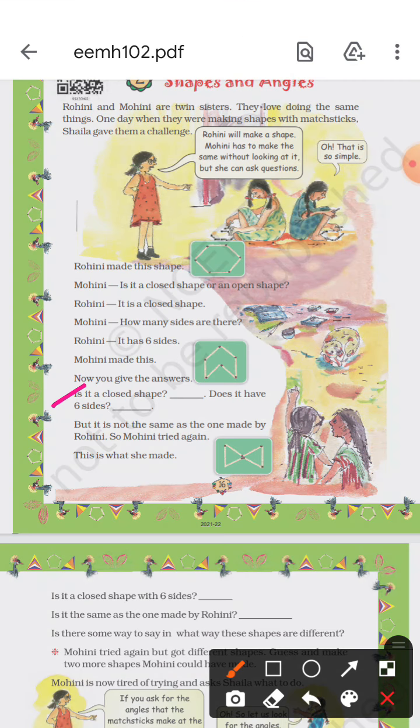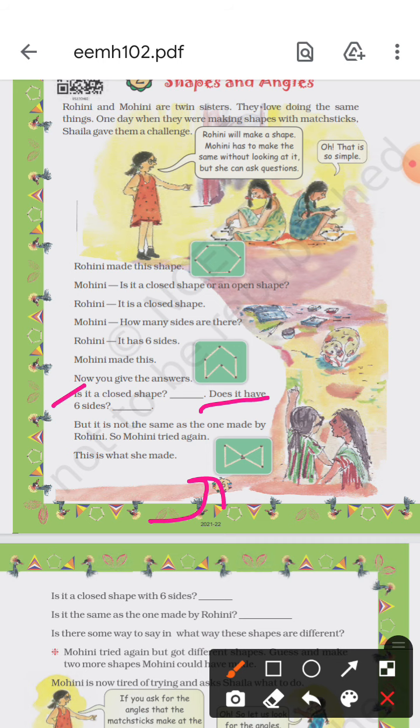By looking at this figure you can say that yes, it is a closed shape, because in this figure there is no open portion. And the second question is, does it have 6 sides? Yes, it has 6 sides. But it is not the same as the one made by Rohini. So here you can see that the shapes are not the same. Mohini tried again and she made this shape, looking like this.